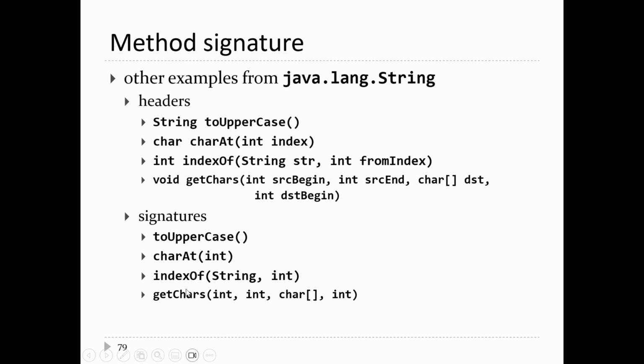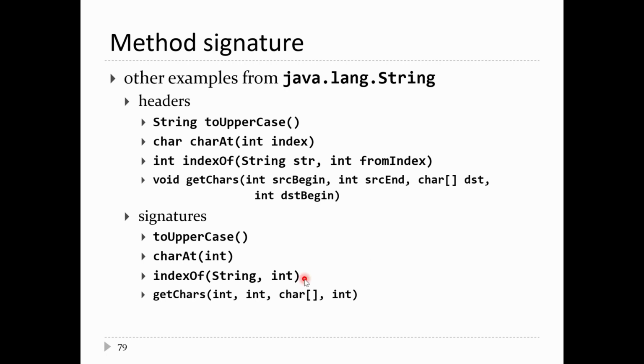indexOf has the signature indexOf, and then string, and then int. So indexOf, string, int. And then finally, getChars has the signature getChars, int, int, array of char, and int. Right? And of course, these all came from the string class, so notice that none of these are repeated, right? So they're all unique.